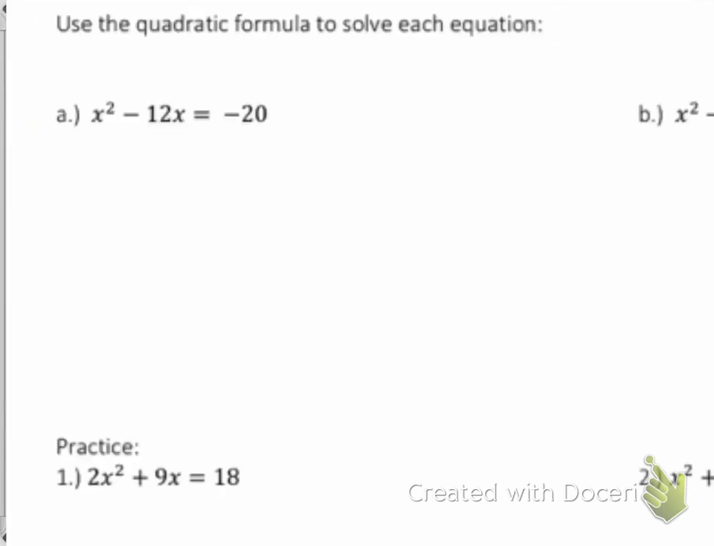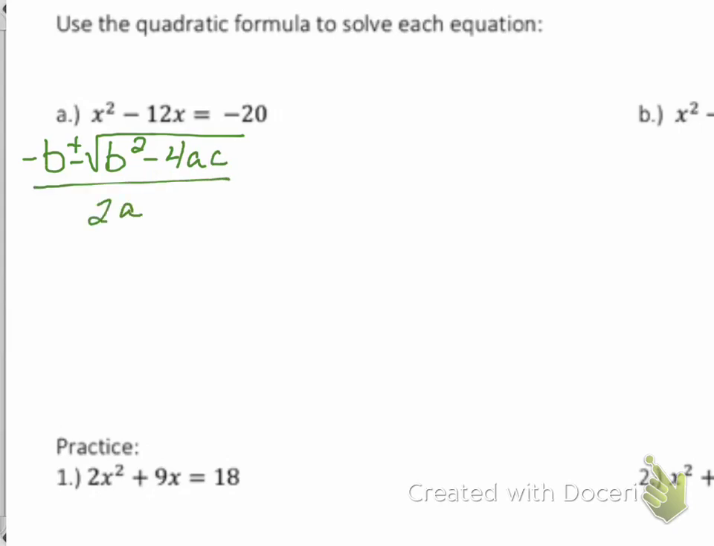So looking at a, I always start by just writing the formula, because the more I write it, the more I'm going to memorize it. So I write opposite b plus or minus square root of b squared minus 4ac all over 2a.